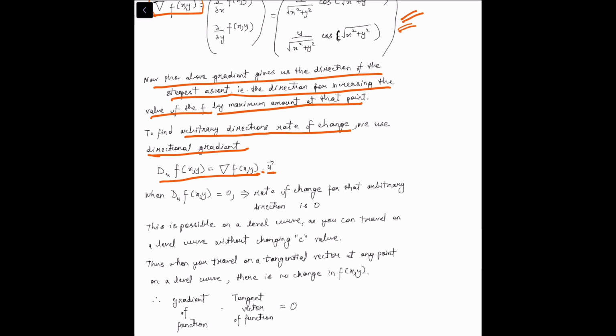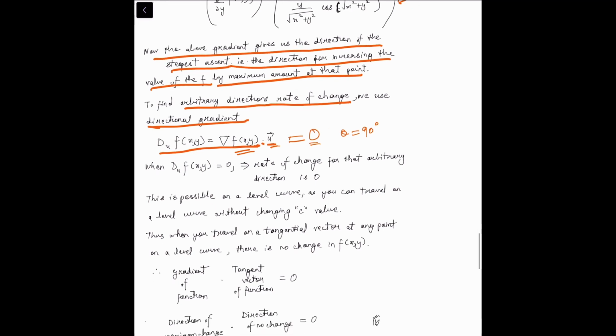Now suppose there is a direction where this directional gradient will equate to 0. That means the dot product of the gradient and the unit vector will equal 0, and that is possible when the angle between them is 90 degrees. That means when the directional gradient is 0, the rate of change in that arbitrary direction is 0.